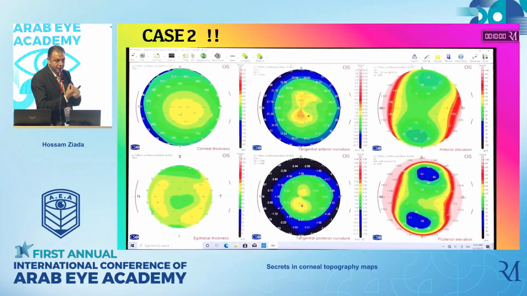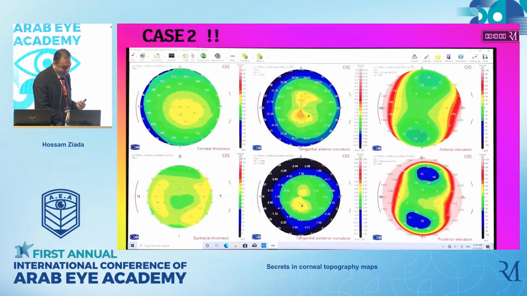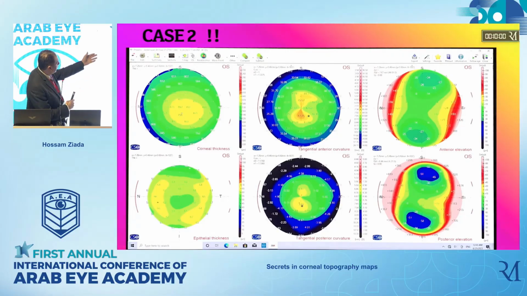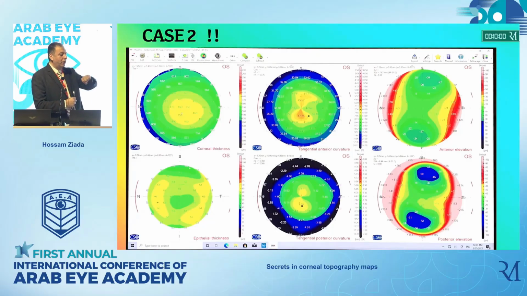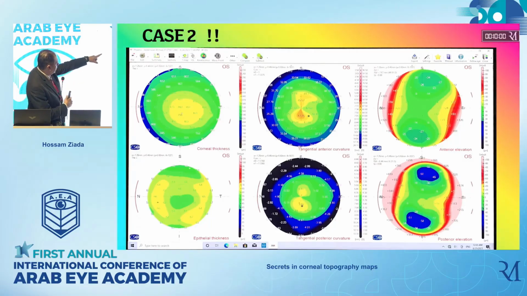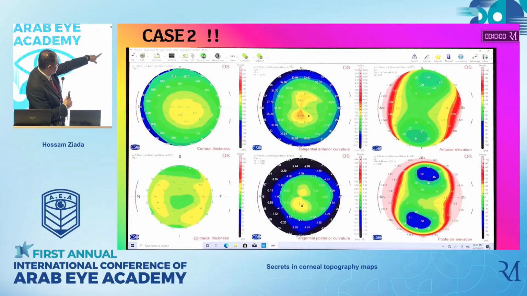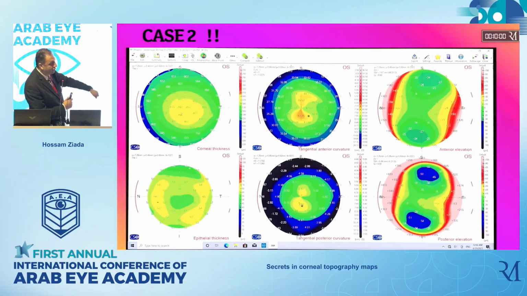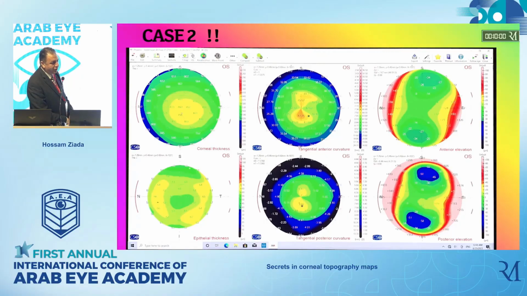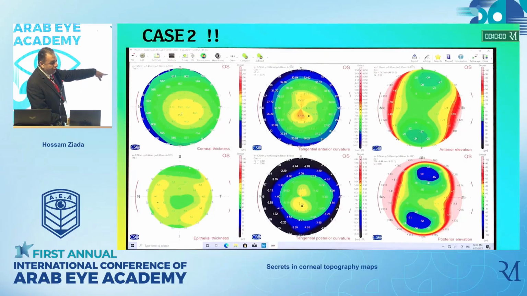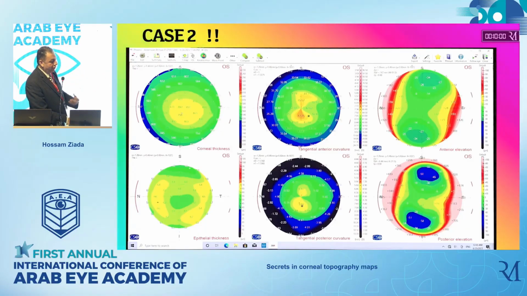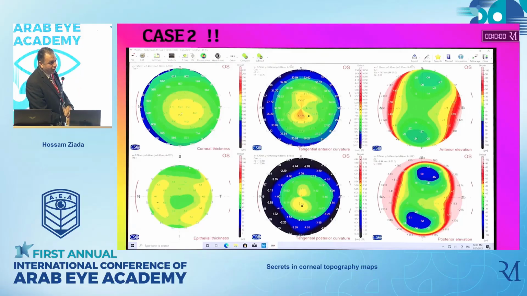It just started with this simple case. Here, look here, there's a significant steepening in the anterior curvature map. 54.5 and 45.5 and 47.5. There is a very significant difference between the superior and the inferior points. There's inferior steepening, but what about the back curvature map? The back curvature map 5.4 and down is 7. So there is a bigger difference between the superior and the inferior points.